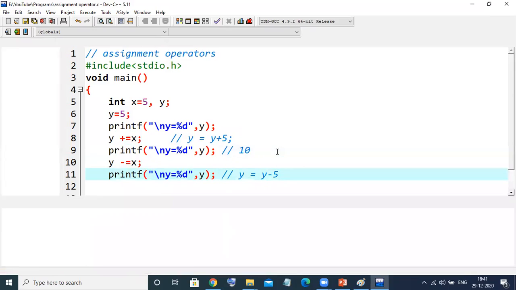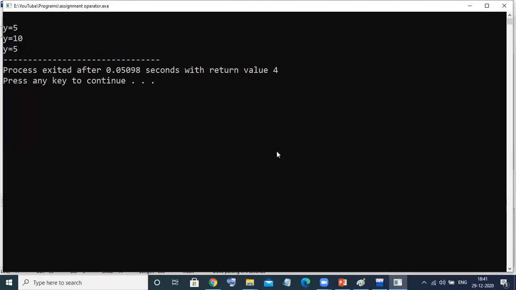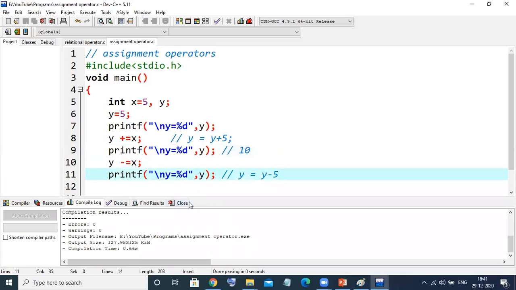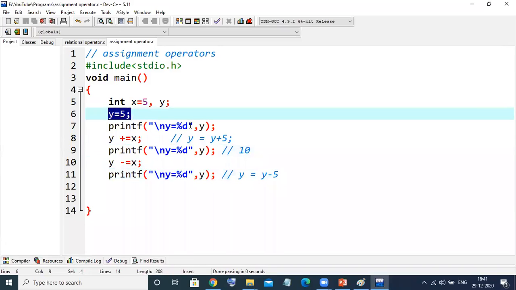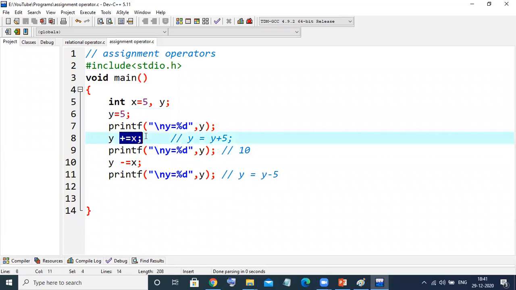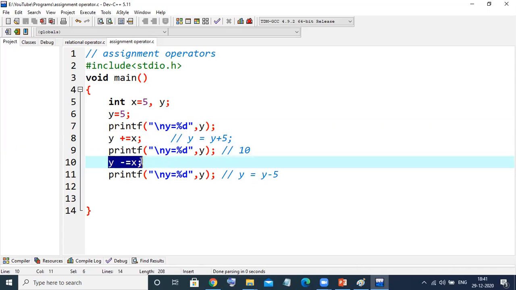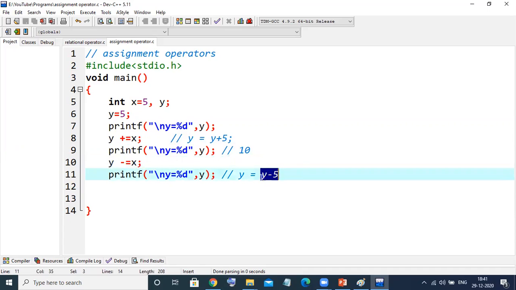So the answer is 5. Because it's one variable, and we know that one variable can hold only one value. Initially we assigned y equal to 5, but afterwards we changed that value: 5 plus 5 is 10. Now the current value of y is 10. Again we have changed it here: y is equal to y minus 5. The y is 10, and 10 minus 5 is 5. Again, what is the value of y now?